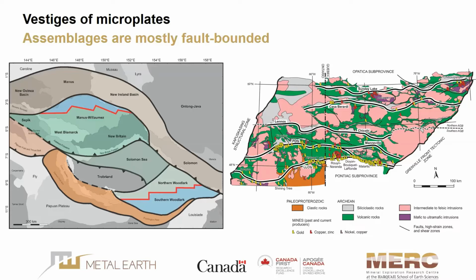It seems likely to me anyway that the architecture of something like the Abitibi Greenstone Belt is going to fall somewhere in between a scenario like this, where all of the microplates are fault bounded, and something like the Lau Basin, where many of them are splitting assemblages.